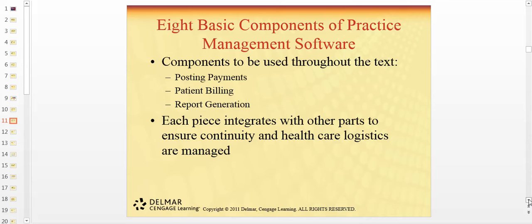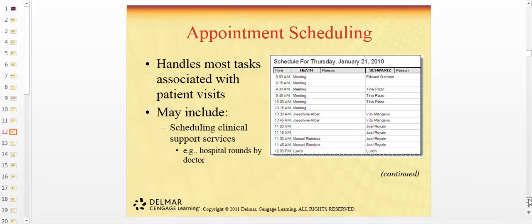Each piece integrates with other parts to ensure continuity and healthcare logistics are managed. They all intertwine. If you go back to that flow chart, they all intertwine. If one piece is missing, then somebody isn't going to be able to move on. So, appointment scheduling. It handles most tasks associated with patient visits.